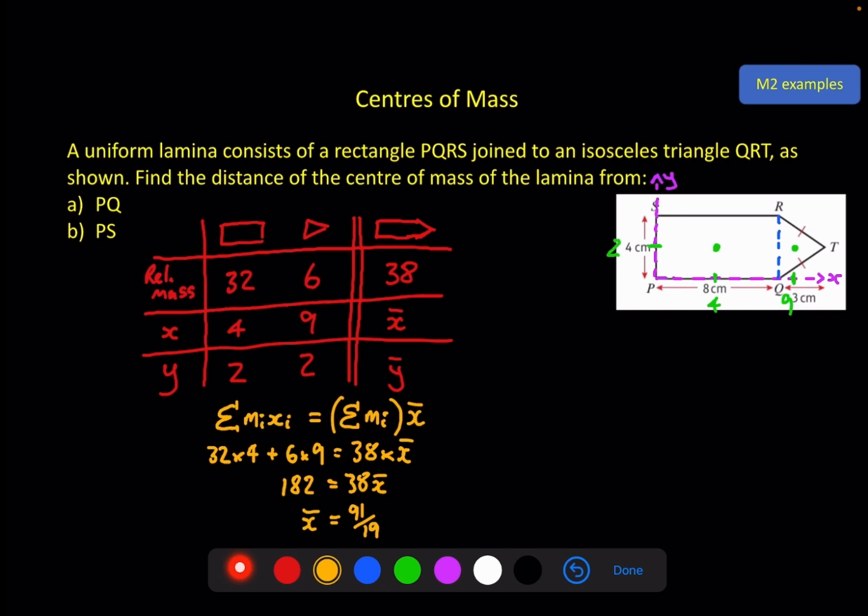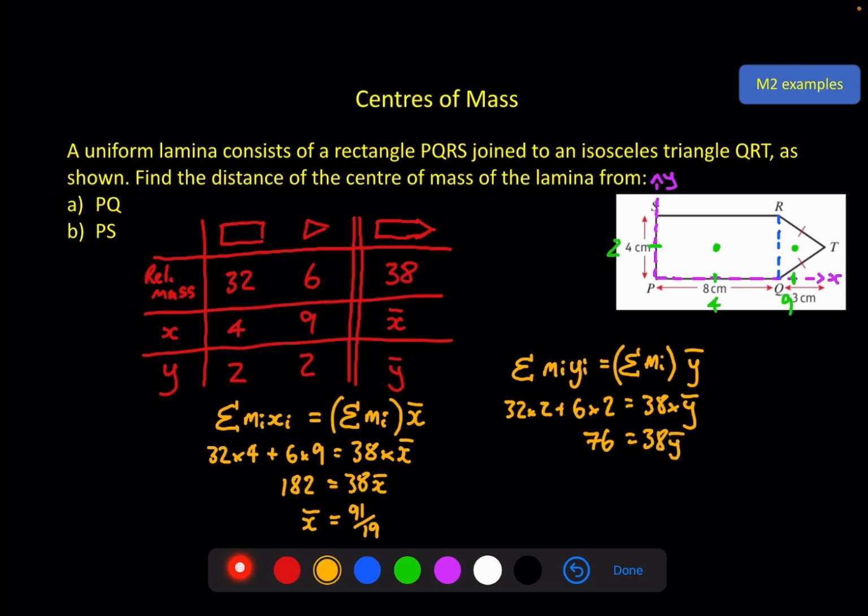Then we have to do the same thing for the y-coordinate. So the sum of the individual particles' relative mass times y-coordinate has to equal the sum of the relative masses times y bar. And again, from the table, it's this times this plus this times this equals this times this. So 32 times 2 plus 6 times 2 equals 38 times y bar, which is 76. And 38 y bar, a much nicer number, because that just divides to give 2.